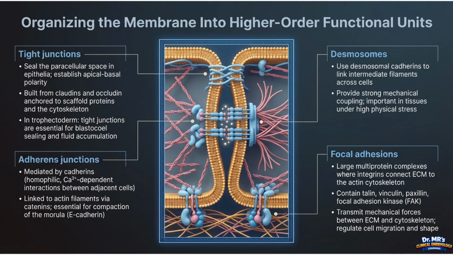This cadherin-catenin-actin linkage means that adherens junctions mechanically couple the cytoskeletons of adjacent cells, allowing force to be transmitted across tissue boundaries. In the embryo, E-cadherin drives compaction at the morula stage, the process by which blastomeres flatten against one another, maximize contact area, and begin to behave as a coherent tissue rather than a cluster of independent cells. Without functional E-cadherin and adherens junctions, compaction fails, and blastocyst formation cannot proceed.